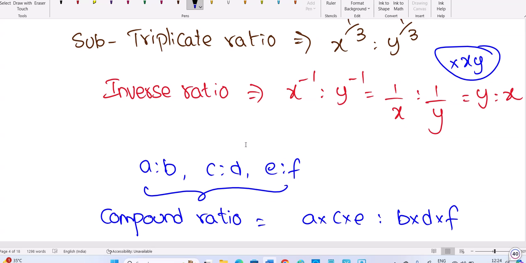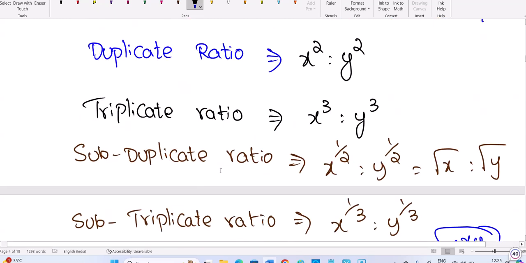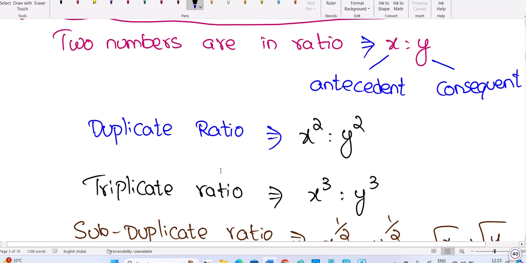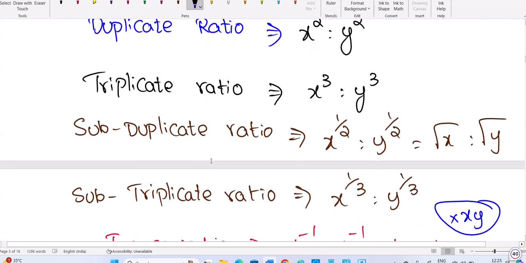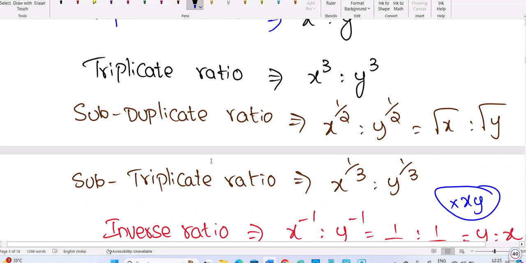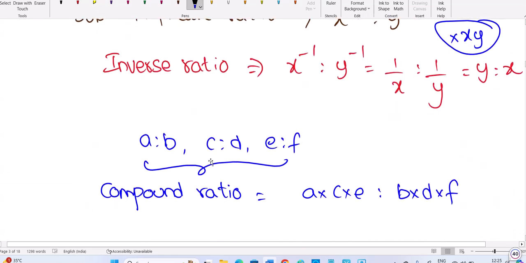If multiple ratios are given, you are supposed to find the compound ratio. This is the procedure. So the definitions we discussed so far: duplicate ratio, basically if there are two numbers with ratio x is to y, then the duplicate ratio is x square is to y square. Then triplicate ratio, sub-duplicate ratio, sub-triplicate ratio, inverse ratio, and now compound ratio.